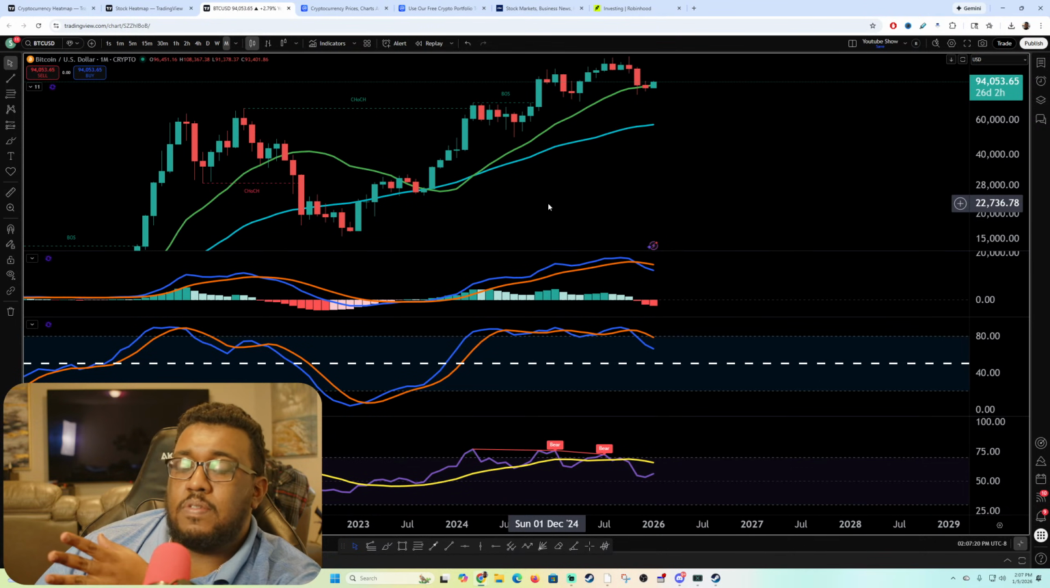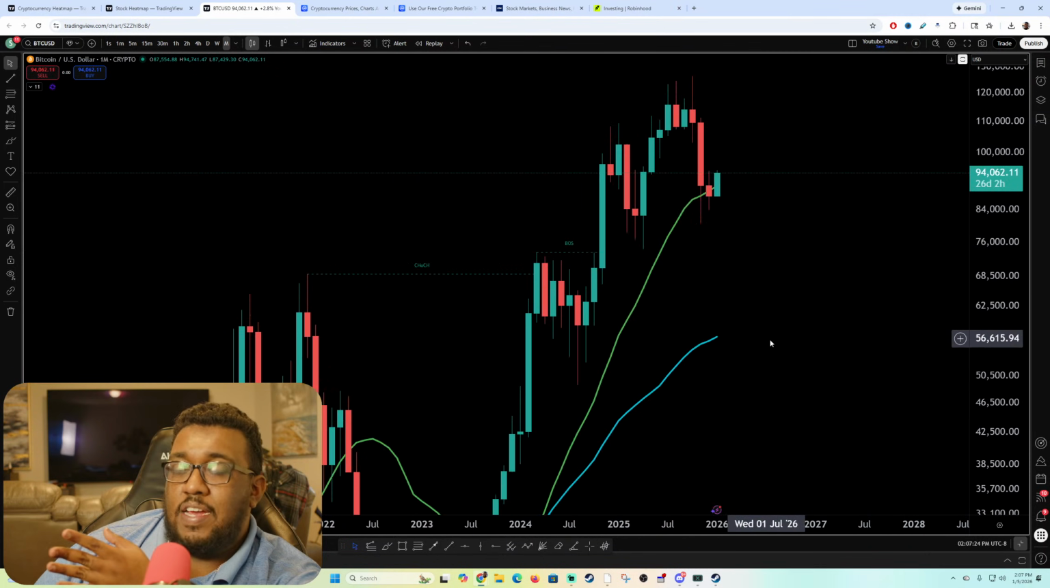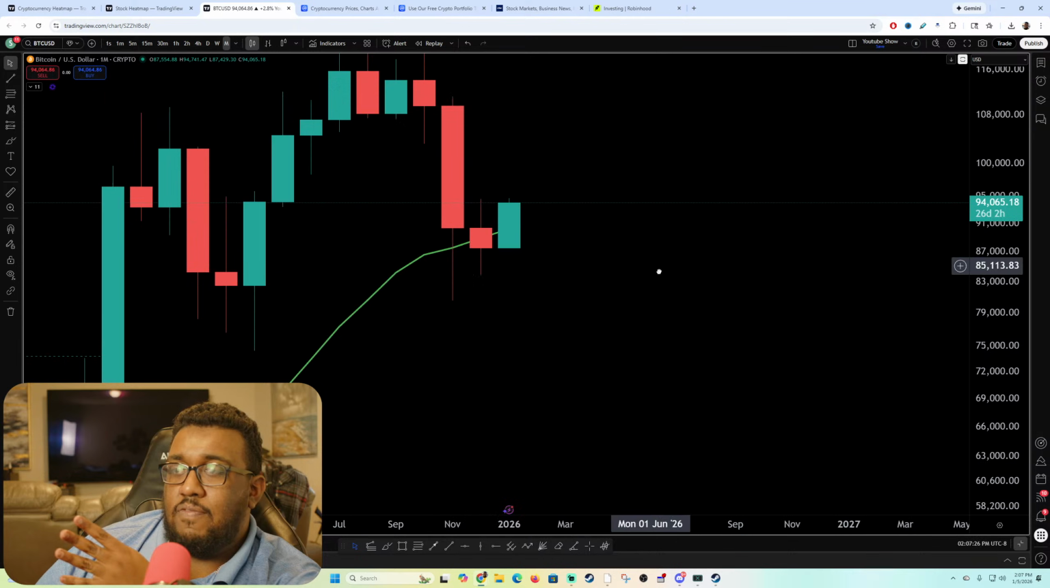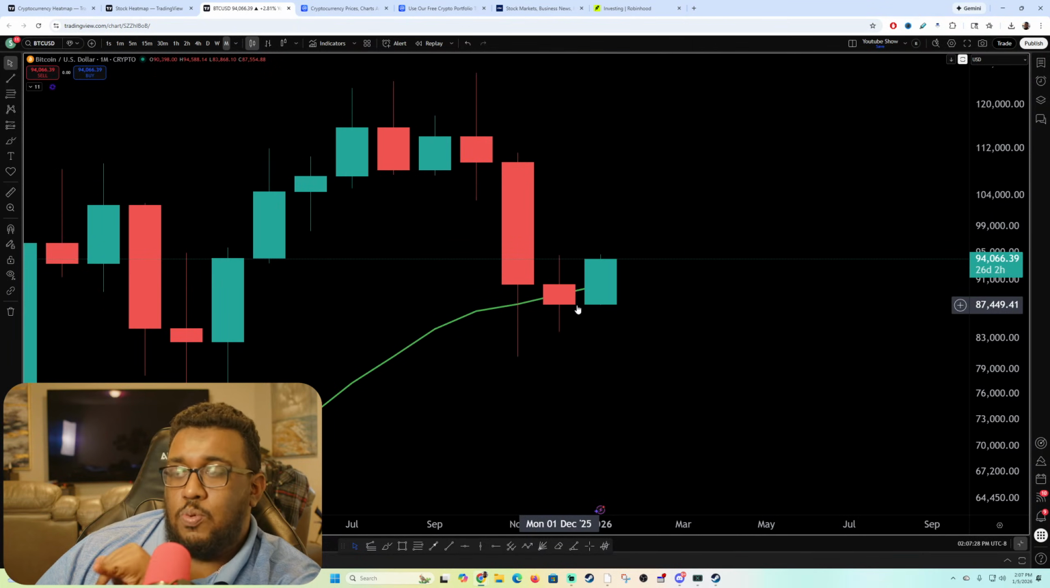But as far as the momentum, we're still at exactly the same spot. What I find fascinating before we start going at the lower time frames is we closed below the 20. And now we're breaking back above it.